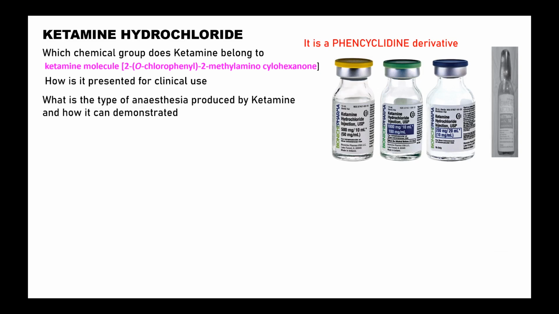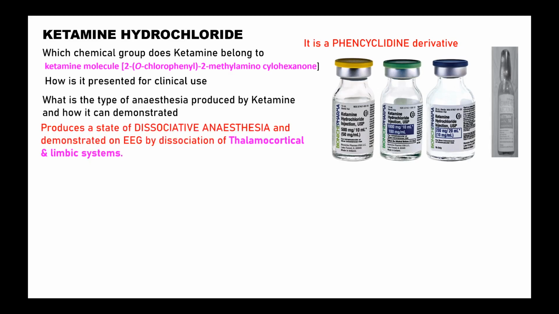What is the type of anesthesia produced by ketamine? Dissociative anesthesia. It is called dissociative anesthesia, demonstrated on EEG by thalamocortical and limbic dissociation.